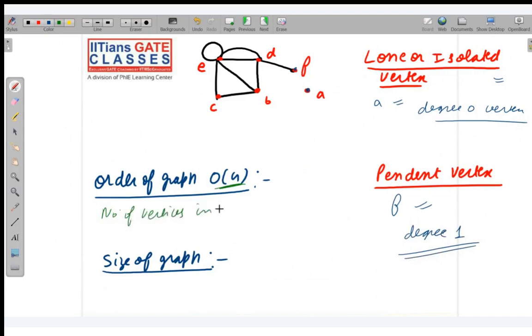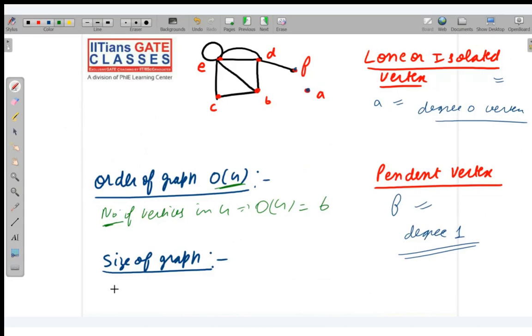Number of vertices in G. We will call it order G. So here order G is what? Please see this number. Do not say A B C D F, no, number: 1 2 3 4 5 6. So order G is 6.